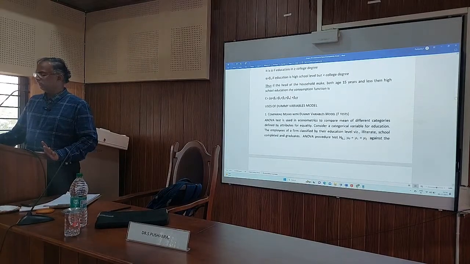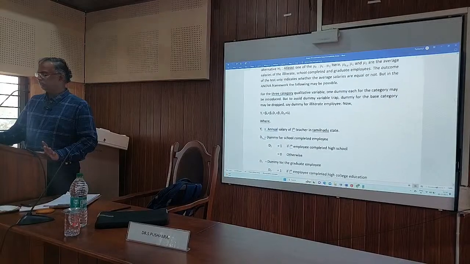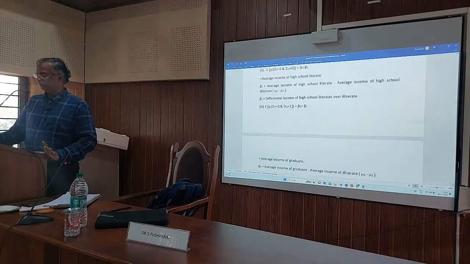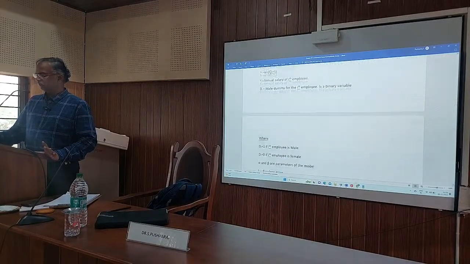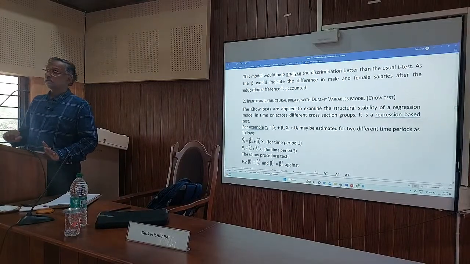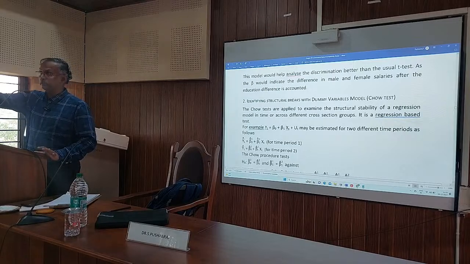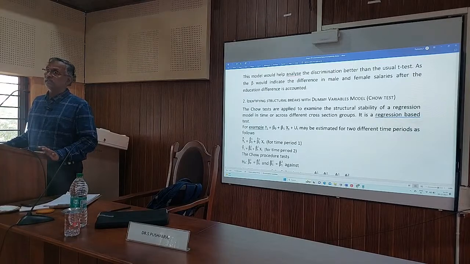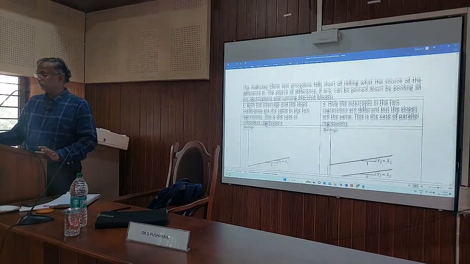Compared to the F-test and the t-test, this is a better model. What else? Structural breaks can be easily identified with this. This is better than the Chow test. If I get the time, I'll talk about the Chow test also. Better than the Chow test, right?